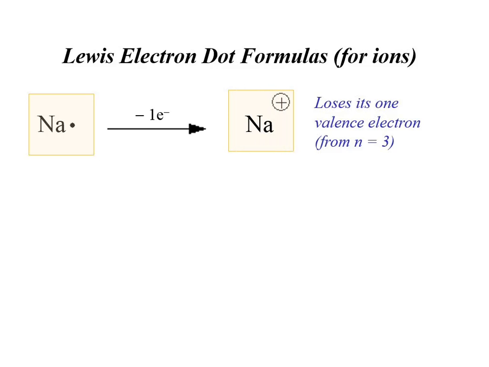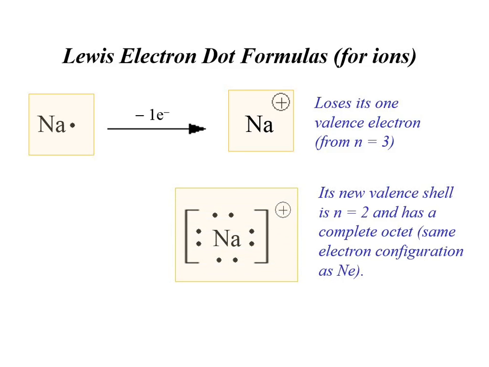When it does that, that is the 3s1 electron that goes. Now, actually, it's going to have a new valence. And we are going to look at it here in a minute, what does its electron configuration look like now? Na+, or plus 1, what does it look like? It's actually going to have the same electron configuration as the element neon. And the element neon has a complete octet.